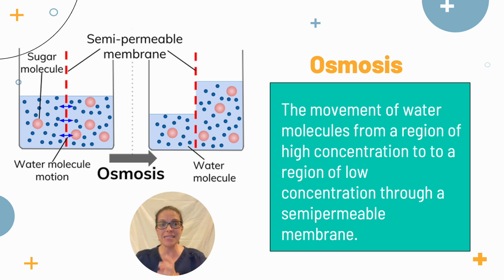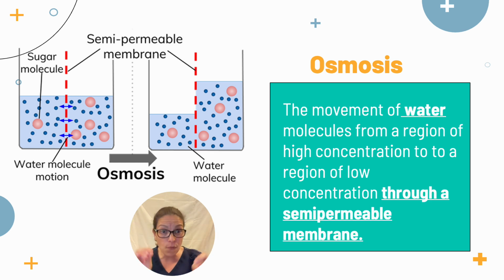Osmosis is the movement of water molecules from a region of high concentration to a region of low concentration through a semi-permeable membrane. Now, did anybody else's brain go, well, how is that different from diffusion? Well, diffusion involves any molecules, and there is no semi-permeable membrane. Osmosis is specifically about water, and there is a semi-permeable, also known as selectively permeable, membrane. So let's look at this picture above my head.